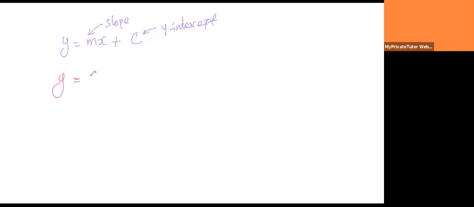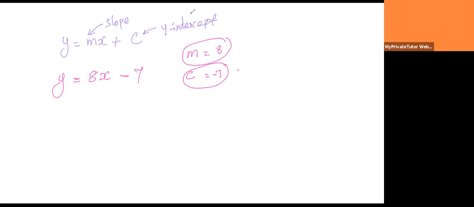y equals 8x minus 7. So what is the value of m here? Anybody? What is the value of m, guys, here? Yes. The value of m is 8, which means the slope is 8. What is the y-intercept then? The y-intercept is 7. c equals 7. Negative 7. Very good. Okay, Sultan, that is negative 7.